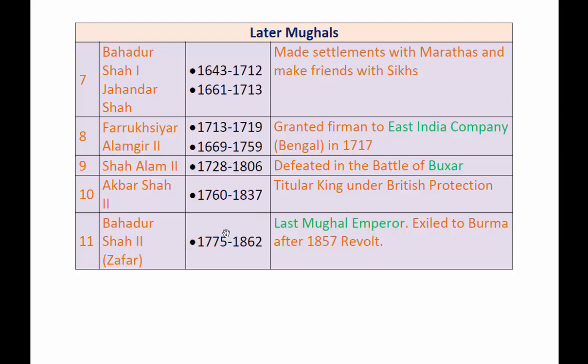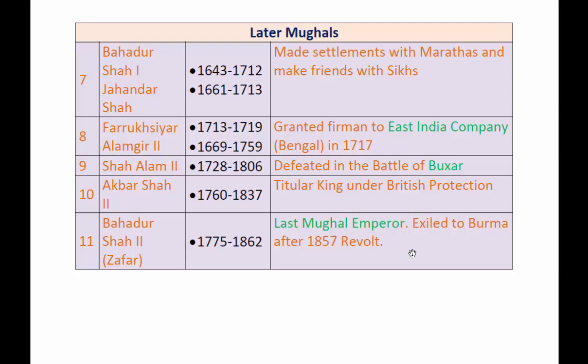And the last of all was Bahadur Shah Zafar, as he was known, or Bahadur Shah II. He was the last Mughal emperor. During 1857 there was a revolt, the first Indian revolt, the Revolt of 1857, as you might have heard. After that, the British exiled him to Burma, and most probably he died there.